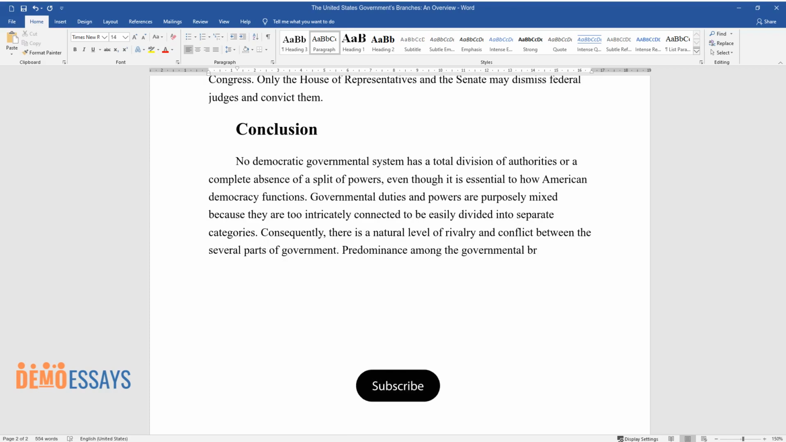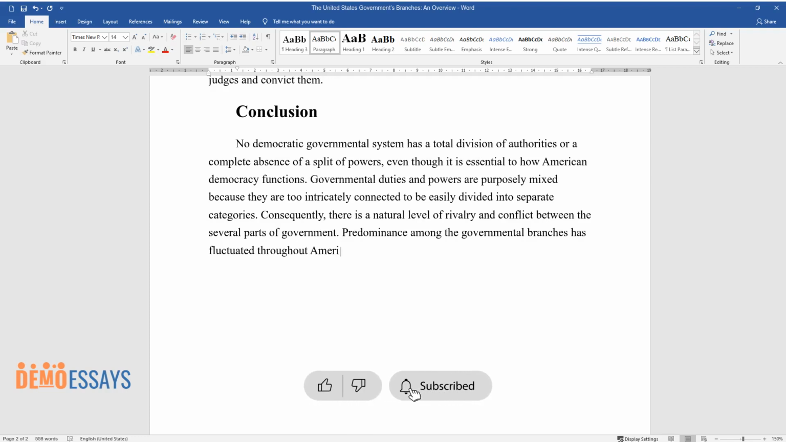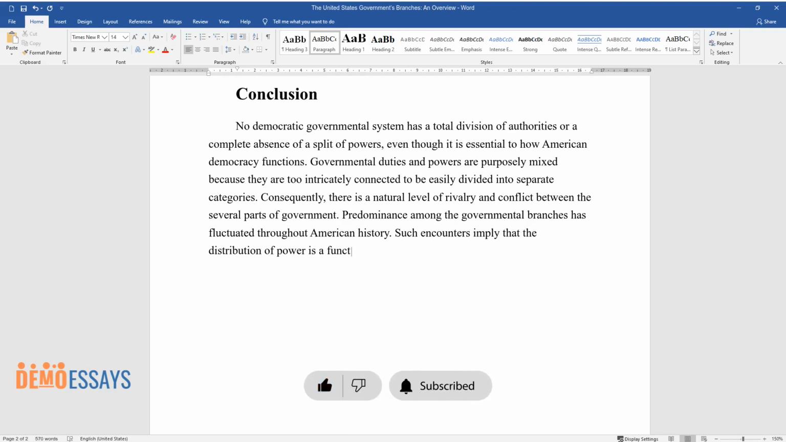Predominance among the governmental branches has fluctuated throughout American history. Such encounters imply that the distribution of power is a function of progress.